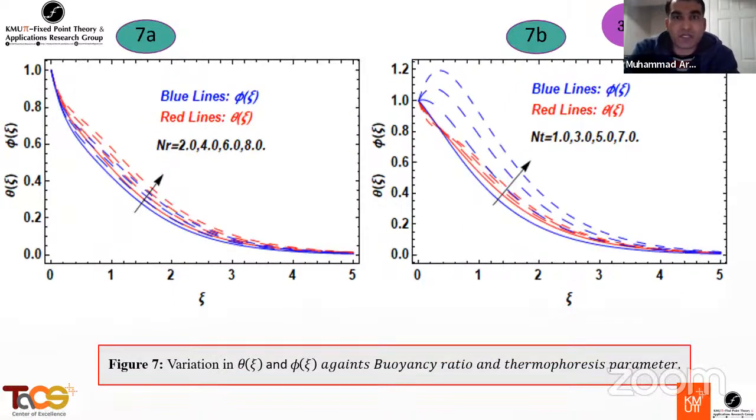Figures 7a and 7b show the variation in temperature and concentration against the buoyancy ratio and the thermophoresis parameter. So now the radiation is responsible for accelerating both the concentration and temperature of the fluid, while the thermophoresis parameter also increases the concentration and temperature of the fluid, which is flowing on the stretching sheet.